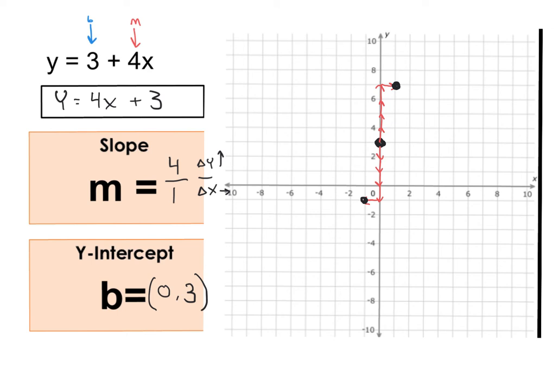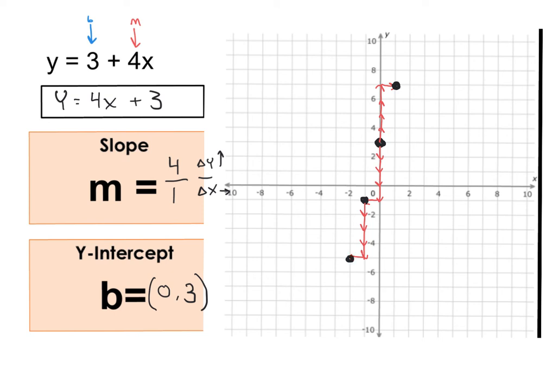I could do one more too. Why not? We have the space. Let's go down 4. Let me get that red out again. Go down 4, 1, 2, 3, 4, and over 1, over 1. Plop another dot.